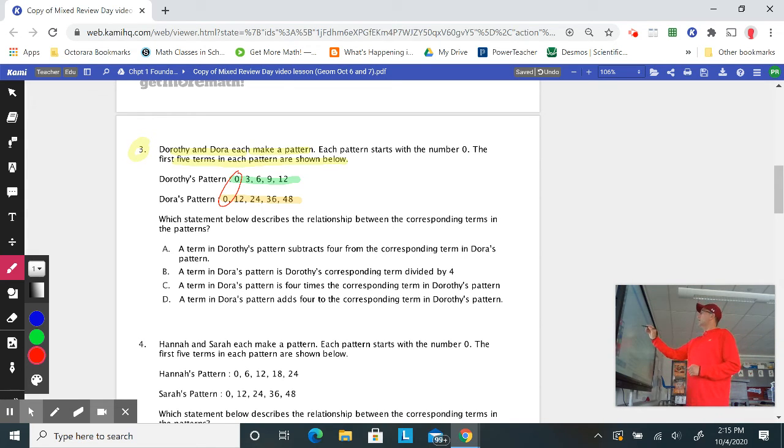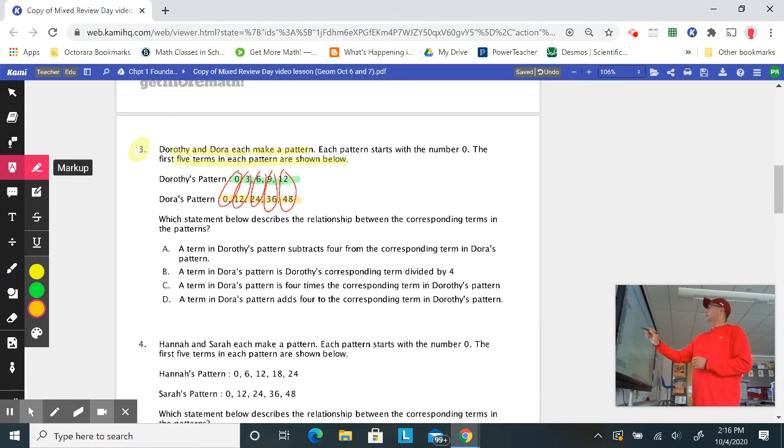Let me look at the next terms, the 3 and the 12, the 6 and the 24, 9 and 36, and 12 and 48. Now in the wording, it tells you which pattern to look at first and which other pattern to do something to, to see if you can figure out which statement below describes the relationship between the corresponding terms.